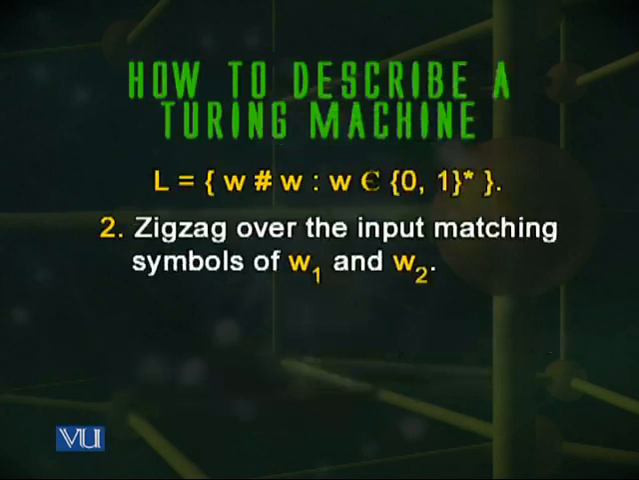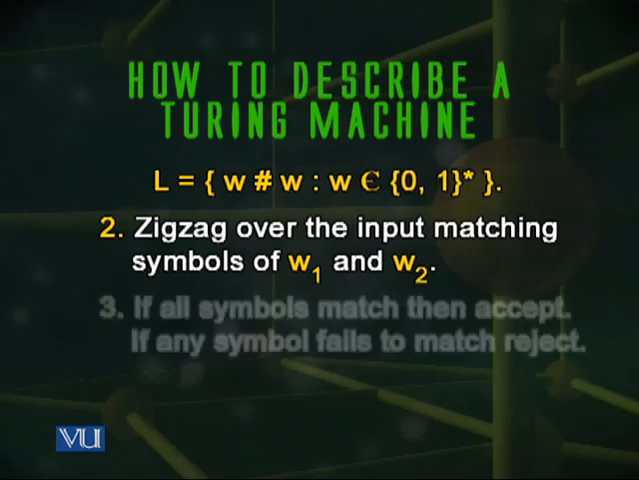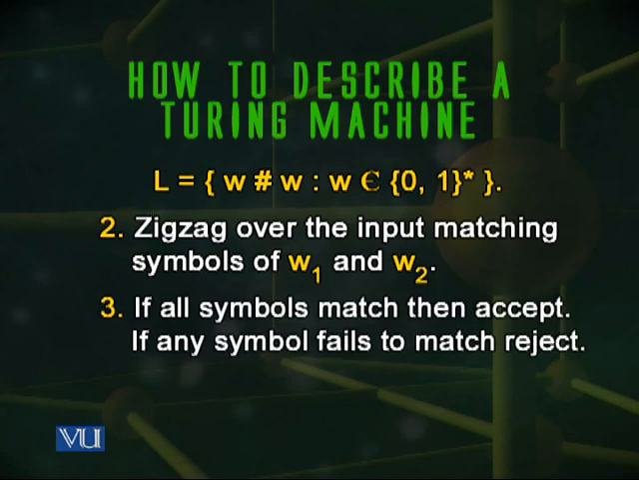In the second phase, the machine will zigzag over the input, matching each symbol of W1 with one symbol of W2. If all the symbols match, then the machine will accept. If any symbol fails to match, the machine will reject. As you can see, this implementation level description of this Turing machine is not a formal description, but it convinces us that if we were to sit down and spend time over this description, we will be able to convert it into a formal description.